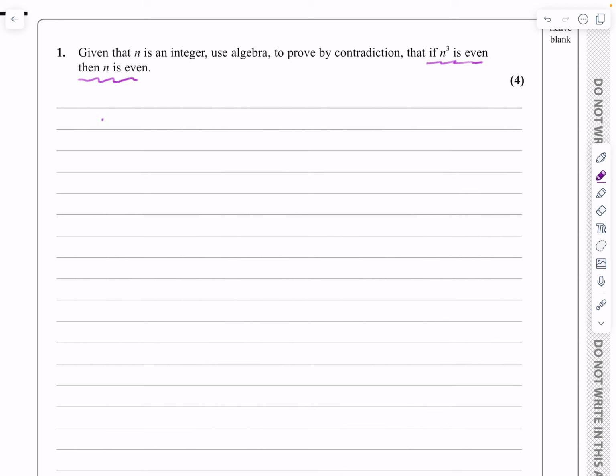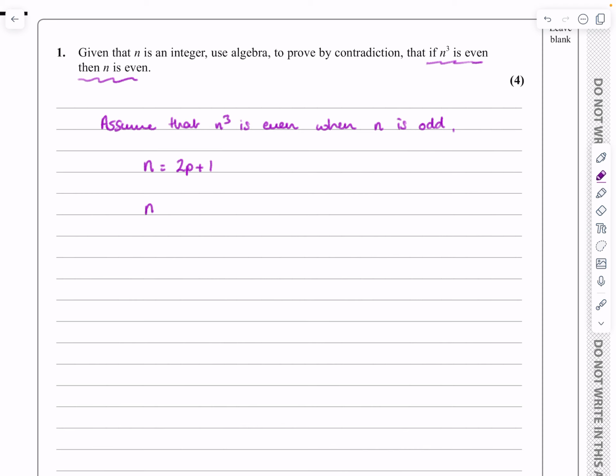Well, I'm going to assume the opposite. I'm going to assume that n cubed is even when n is odd. So I've assumed the opposite of what I'm trying to prove. Now let's go through and come to some sort of problem in that statement. So if n is odd, then I'm going to say n can be written down as 2p plus 1. That's how we would consider an odd number.